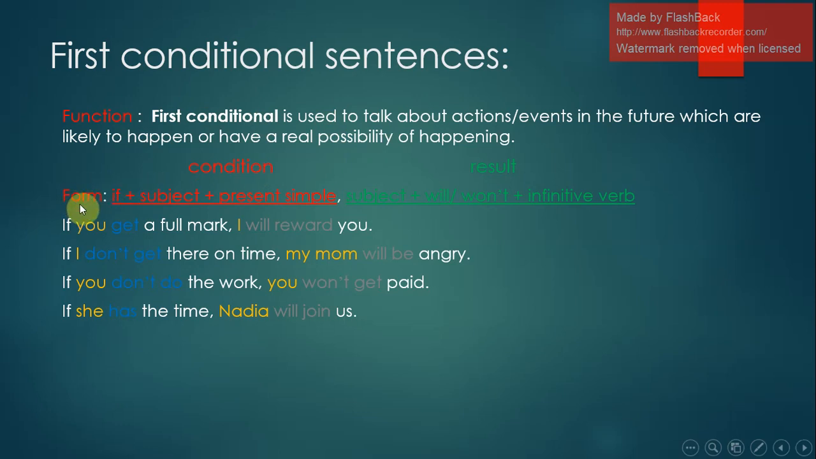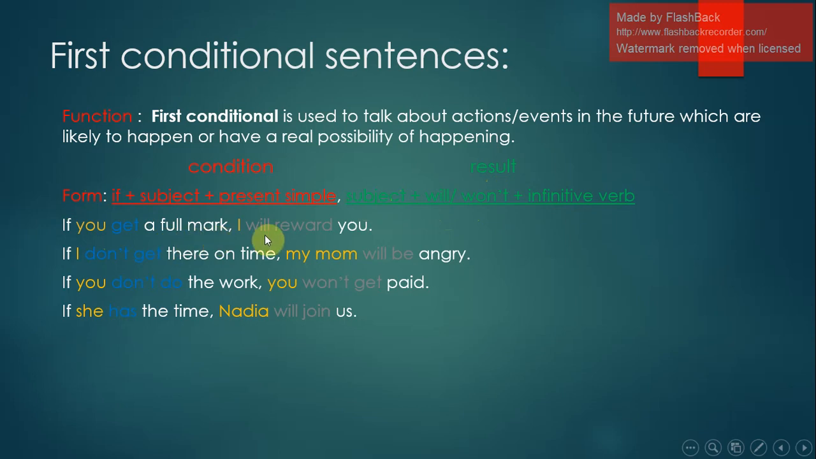Now we'll notice the second difference when we look at the form of this sentence. Well, for now there's no difference. But when we come to this part, we have a new guest. In the first conditional sentences, in the condition part, the if is followed by the present simple form of the verb, just like the zero conditional sentences. But in the result clause, the subject is followed by either a will or won't plus the infinitive verb. That is the only difference in the form.